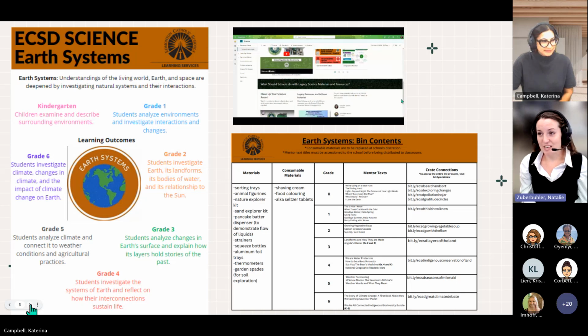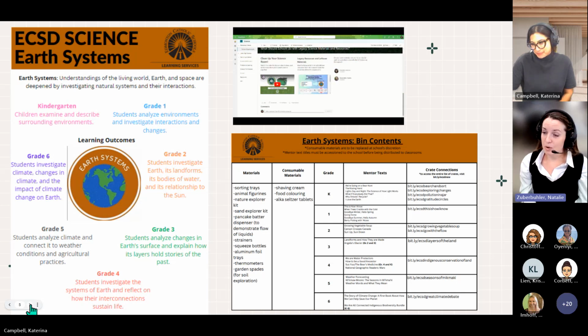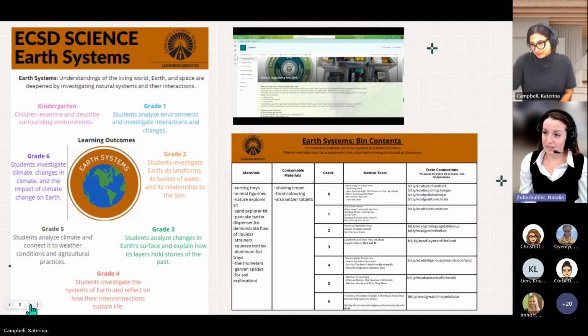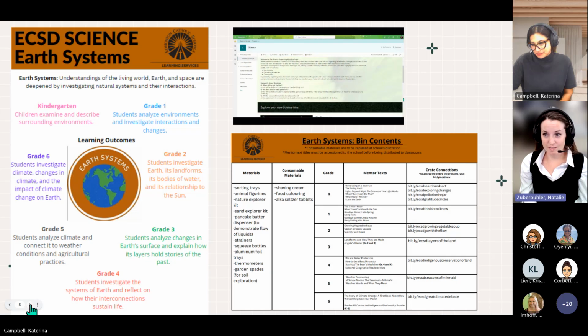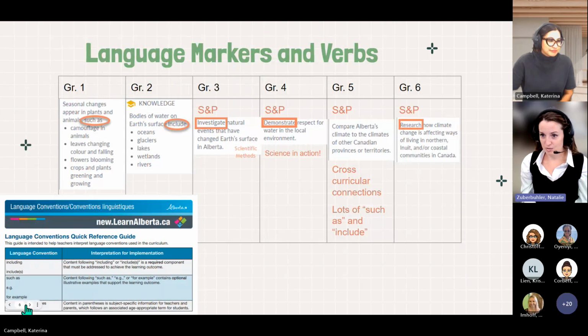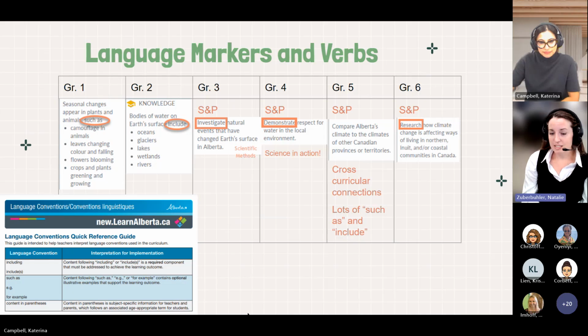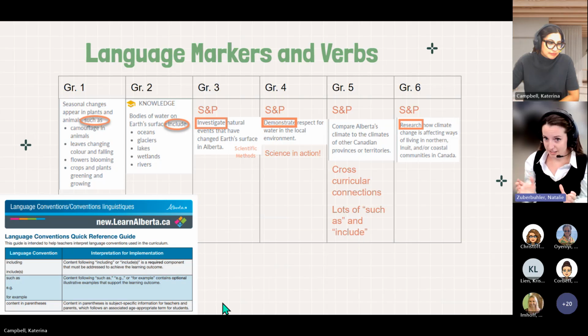Because even though we're talking Earth systems, you'll see that we're only discussing the upper layers and the soil of our Earth, not diving into rocks and minerals. So let's take a peek at language markers and verbs. I highlighted a variety here.